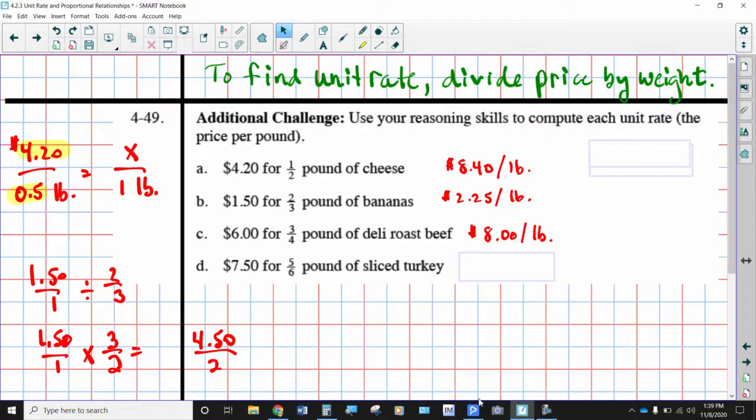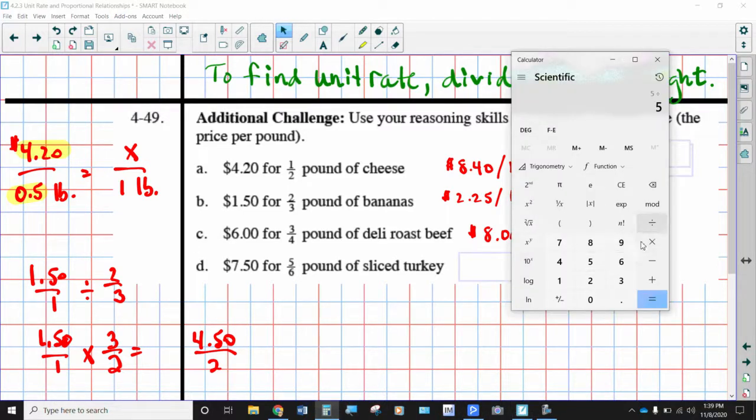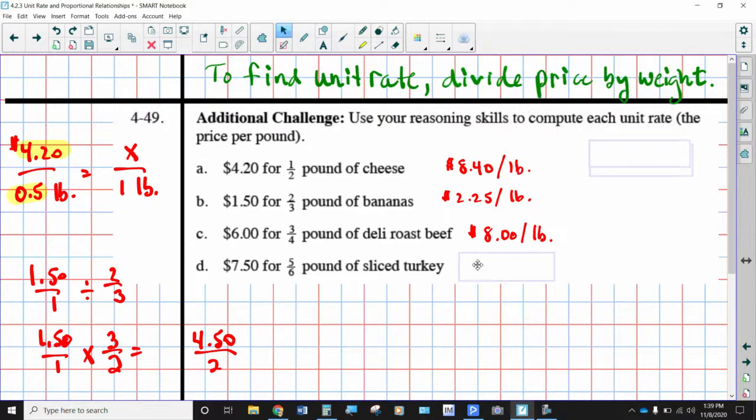And then we'll have to do the same thing there. Let's figure out what 5 divided by 6 is. 5 divided by 6 is 0.8 with the 3's repeating. So now I'm going to take $7.50 and divide it by 0.8 with only the 3 repeating all the way to the end. It won't go anymore. That should give me an accurate answer. The answer is 9. So this price is going to be $9 per pound.